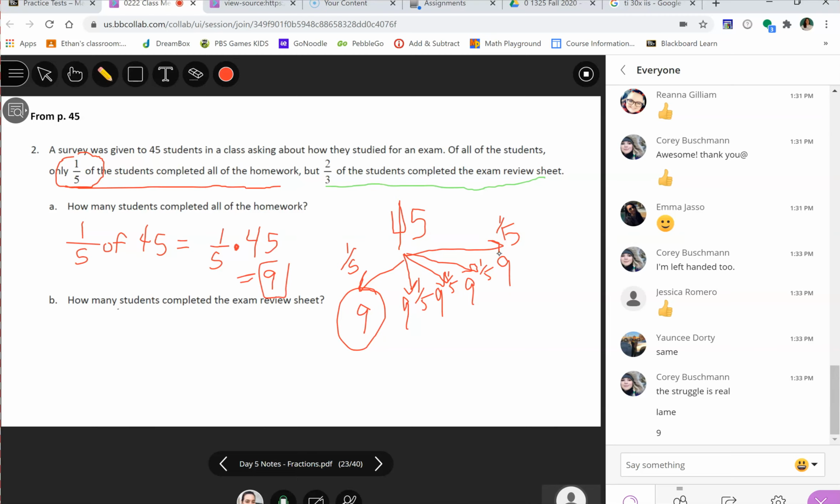Use your fraction button to enter the 1/5. And if you're not getting 9, raise your hand or let me know. If you are getting 9 on your calculator, great.